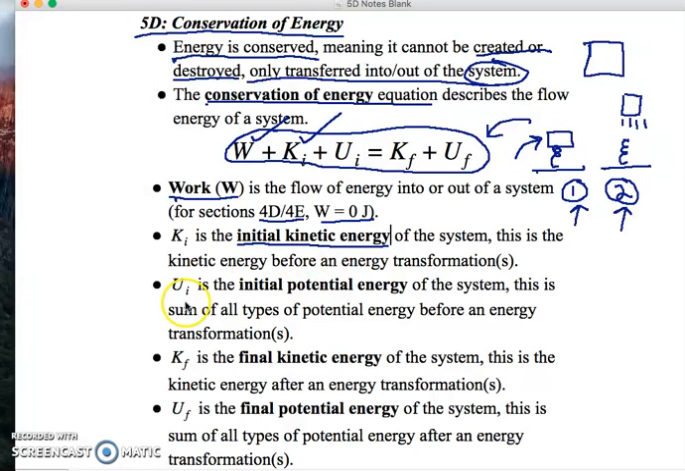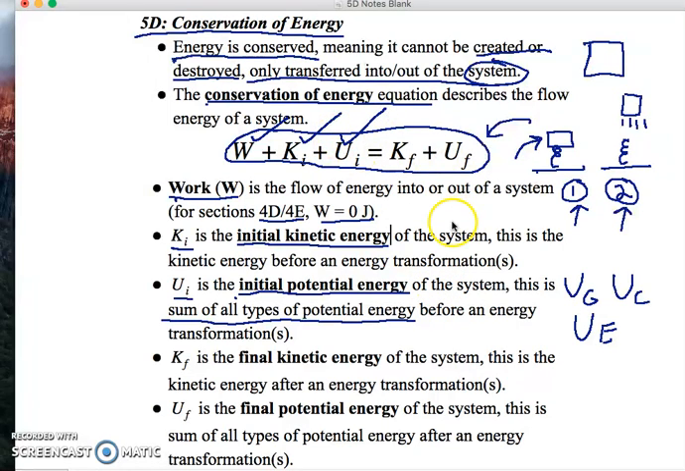The next one is Ui. That's the initial potential energy of the system. Again, keep in mind that there's different types of potential energy. There's Ug for gravitational potential, there's Uc for chemical potential, there's Ue for elastic potential, and so on. So again, this is the sum of all types of potential energy before an energy transformation. There could be multiple different types of potential energy.